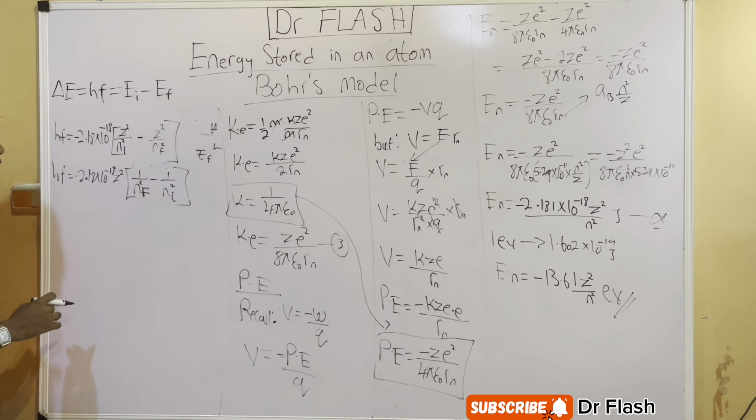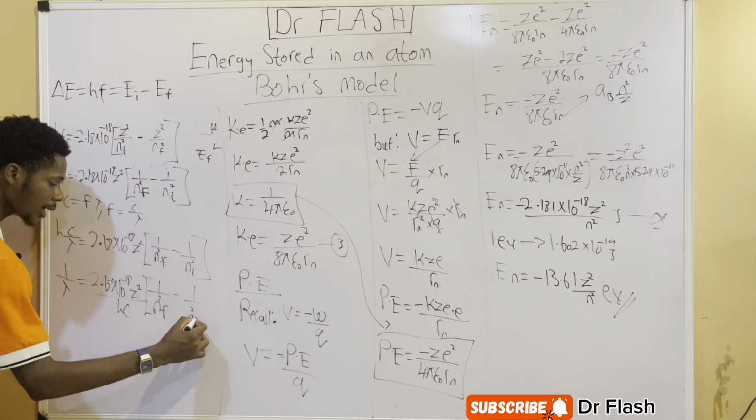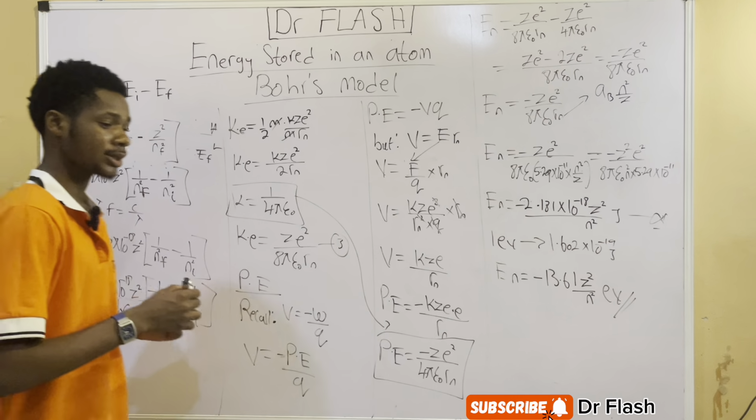So from here, let's make 1 over lambda the subject. Now we're making 1 over lambda the subject because it has a peculiar property, and this is known as the wave number. So we're going to divide both sides by hc, so we get 2.18 times 10 to the power of minus 18 times z squared divided by hc, in brackets 1 over nf squared minus 1 over ni squared. Now we'll do the maths.